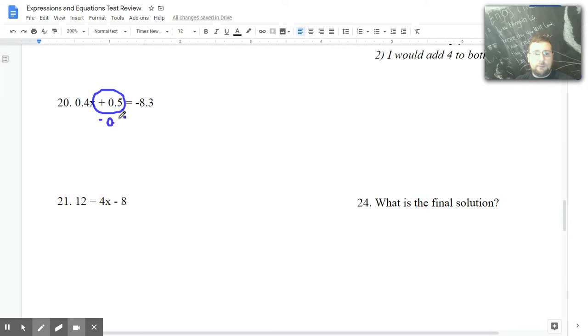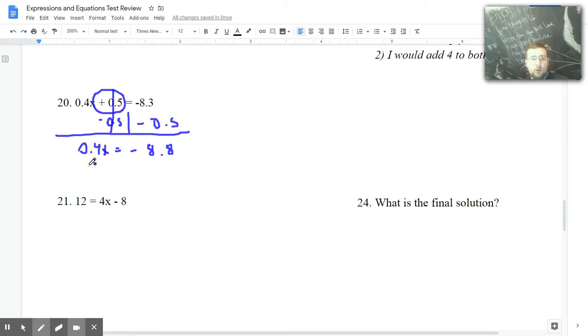So I have to subtract 0.5 from both sides. And the reason I have to subtract 0.5 is because it's adding 0.5. So if I do that to both sides, the 0.5s will cancel out. And all I have left is 0.4x equals now negative 8.3 plus negative 0.5, that will add together and become negative 8.8, right?